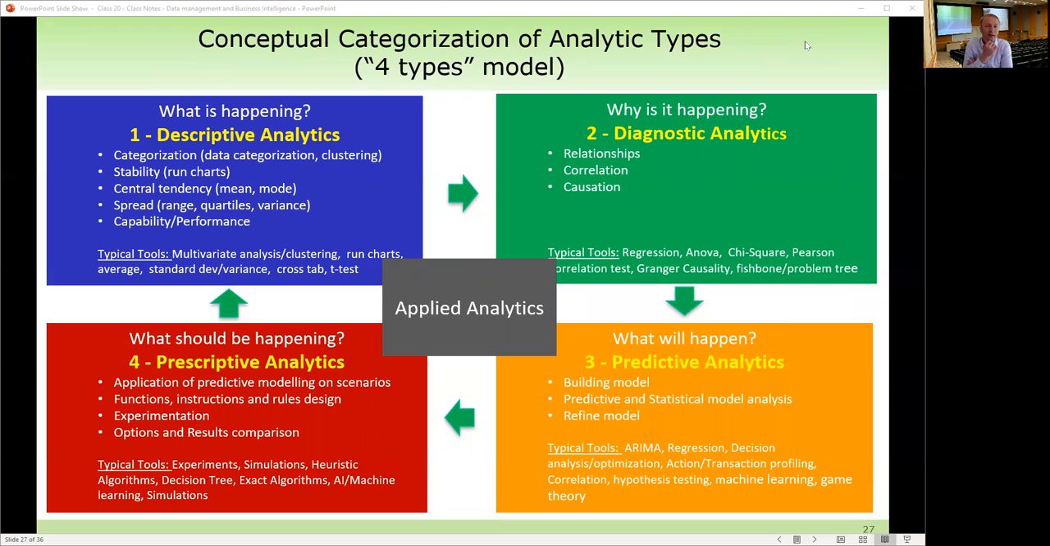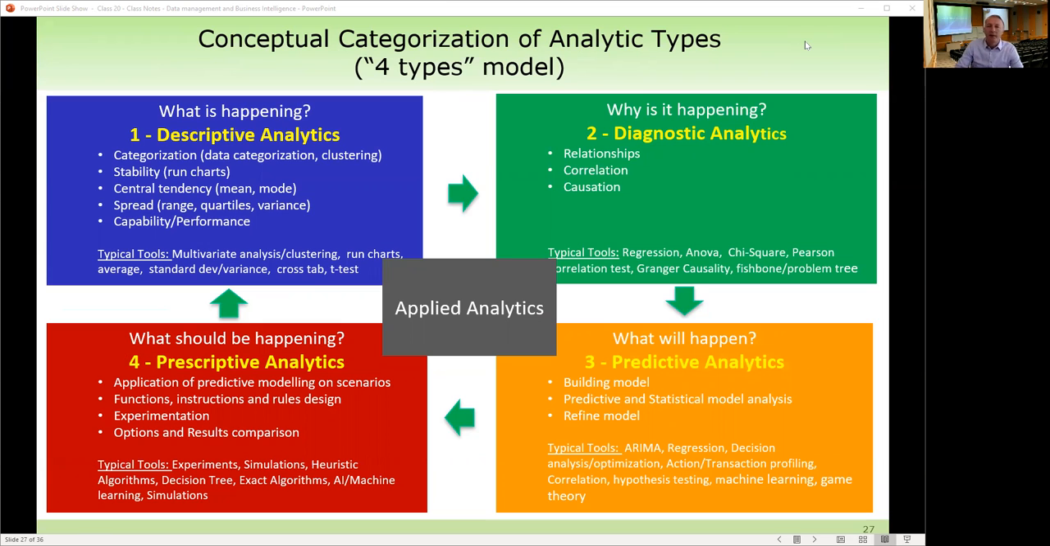So that's where we try to understand what type of data we have. We look at how stable the data is. We try to analyze the central tendency, or the average if you want. We look at the spread of the data, and then we look at the data versus some of the benchmarks of what is good and bad, and that's what's called the capability or performance analysis. So for many companies, the by far mostly used type of analytics would be descriptive analytics.